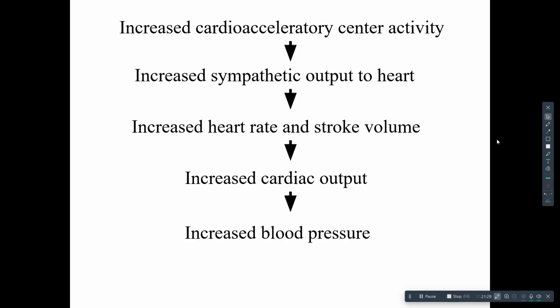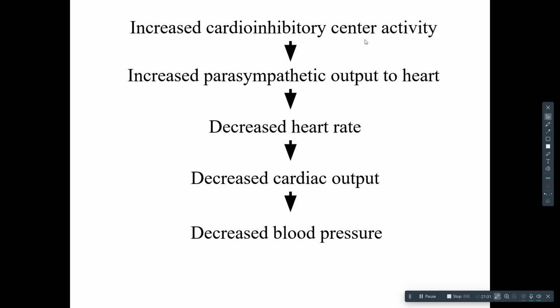Let's run through the third sequence. If I turn on my cardioinhibitory center, now I got more parasympathetic output to the heart. More acetylcholine being released onto my SA node. Heart rate goes down, cardiac output goes down, thus blood pressure also goes down. So those are the ways I change blood pressure for the short term.